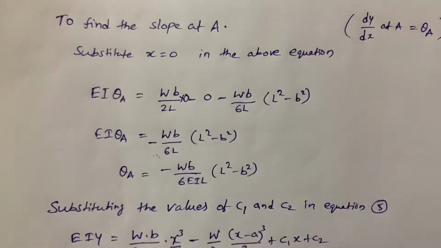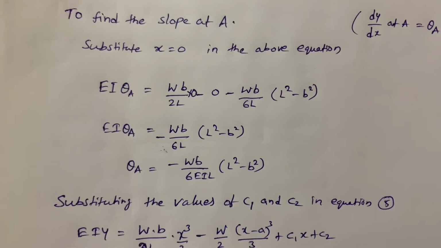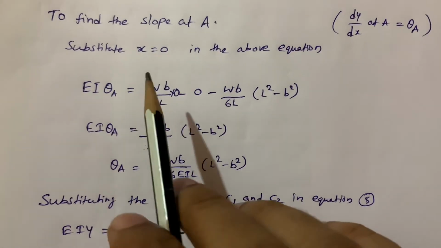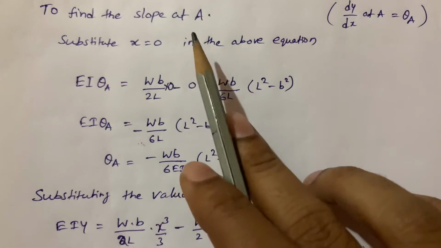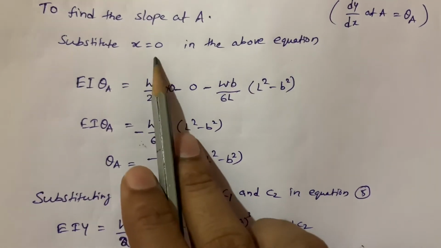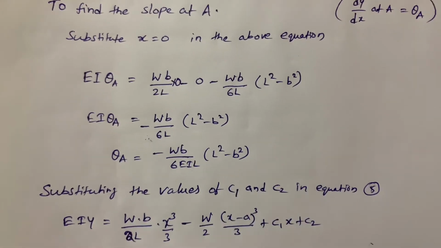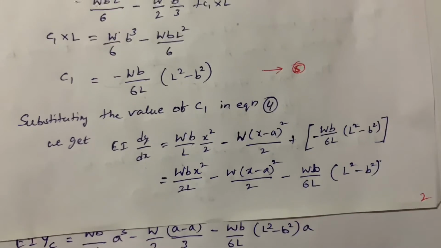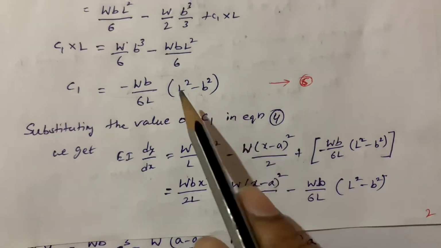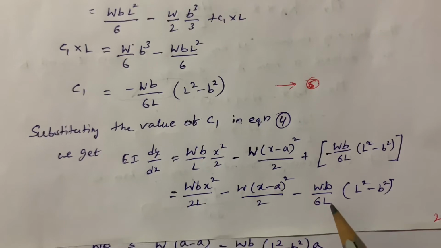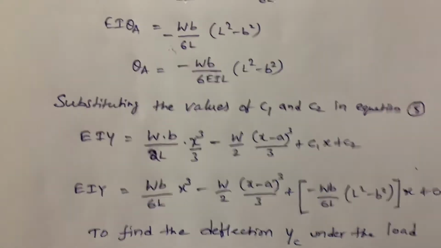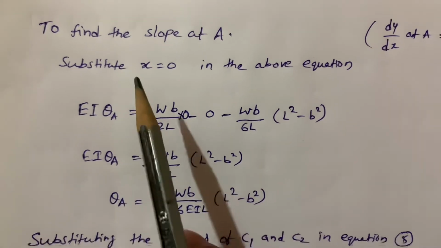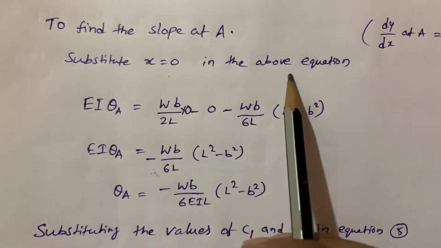So to find slope at A. Okay, next, after substituting C1 value in equation 4, we have to find slope at A. So substitute x equal to 0 in this equation. Okay, after substituting the C1 in equation 4, I got this equation. After that, we have to find slope at A by substituting x equal to 0 in this equation.